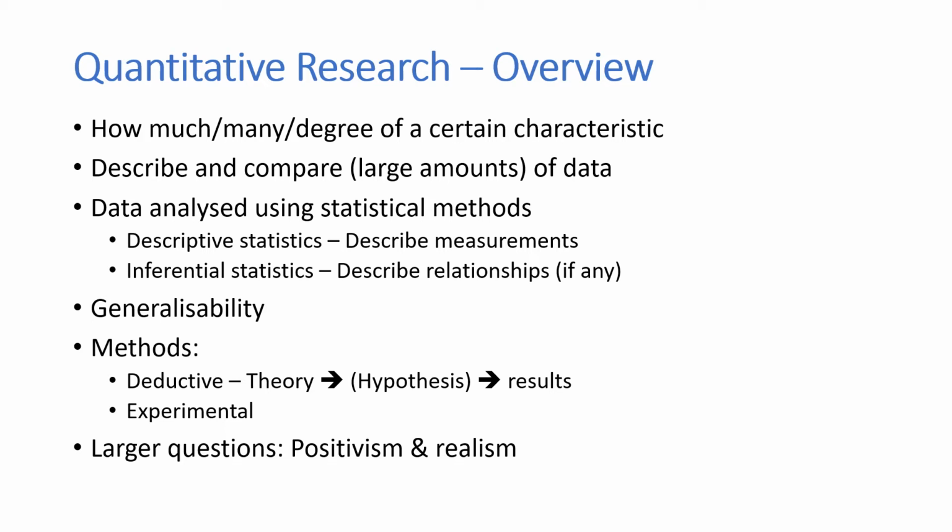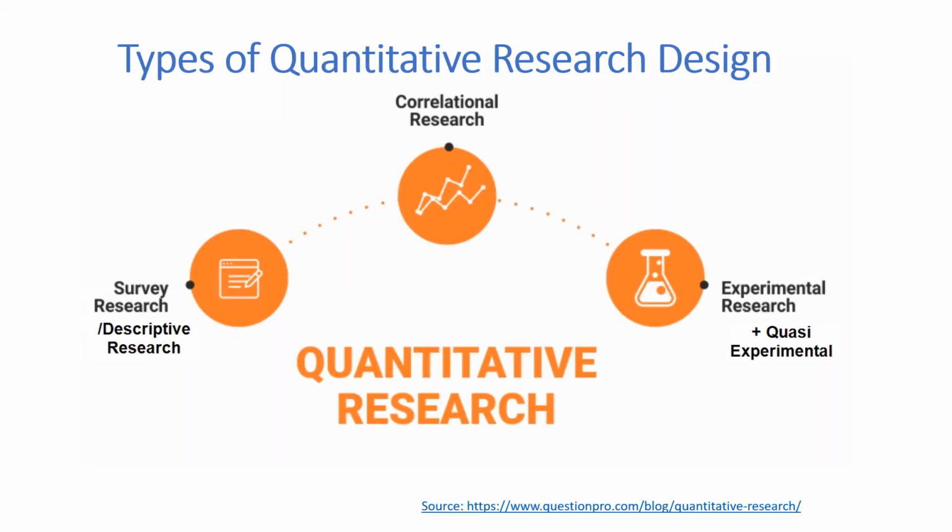This contrasts with the philosophies behind qualitative research, which tends to come from the viewpoint that reality is constructed and subjective depending on who is viewing something. There are three main types of quantitative research design, and we're going to talk about these in this video. We've got survey research or descriptive, we've got correlational research, and we have experimental or quasi-experimental.